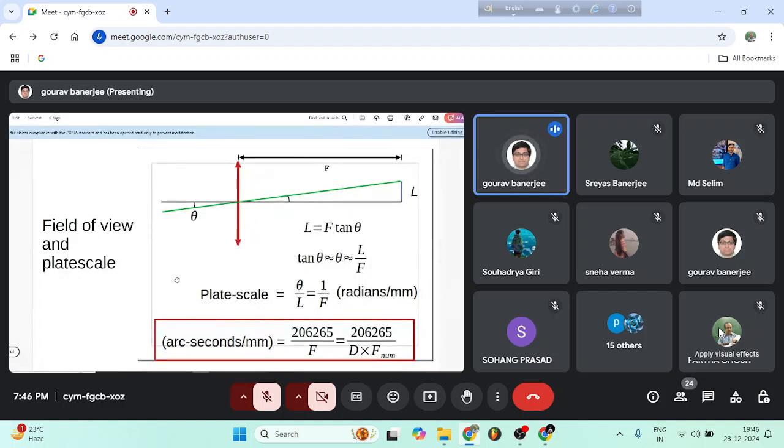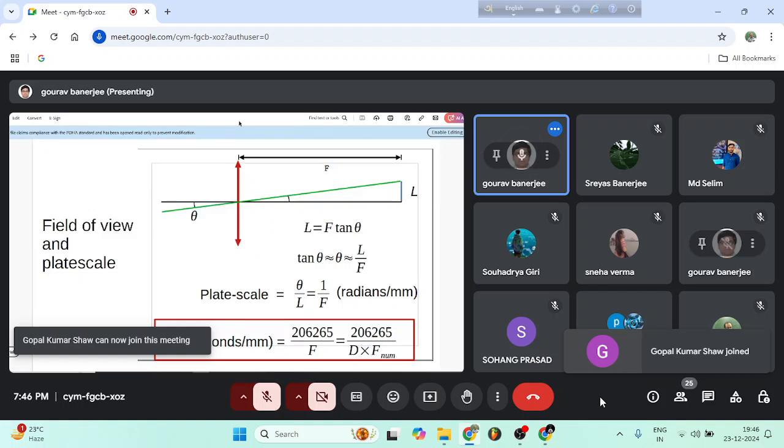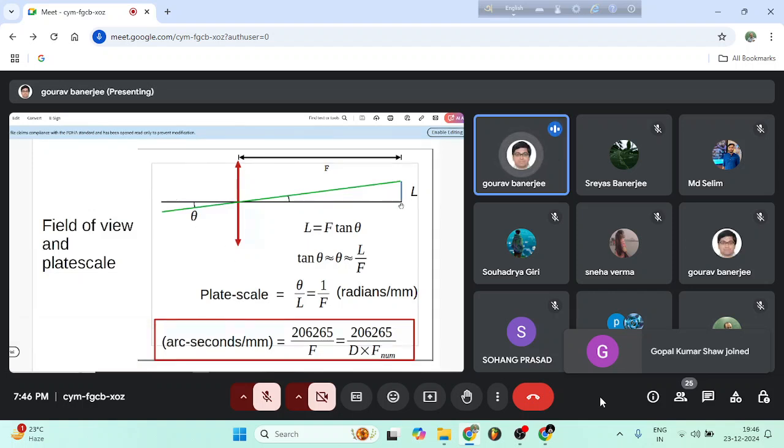Okay, this is the most important part that I will be talking about today: how to extract things like field of view and plate scale from just the focal length. Let's say we have a telescope. It's shown in the paraxial format, and we have two images, one on the axis and another bundle of rays coming from off axis, and they are focusing at a distance L from the center.